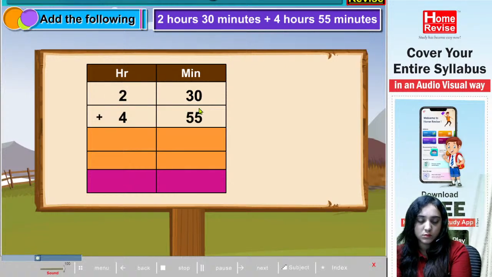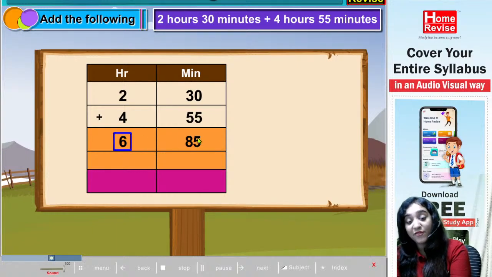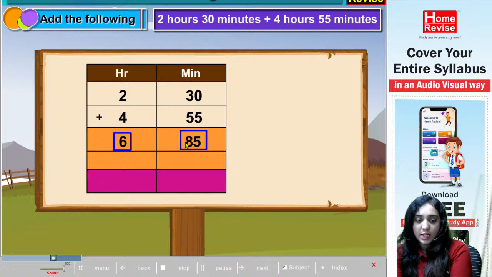We first look in the minutes column. This 30 minutes plus 55. 0 plus 5 gives us 5, 3 plus 5 gives us 8. In the hours column, 2 plus 4 gives us 6. So now we have 6 in the hours column and 85 in the minutes column. Now is it possible?